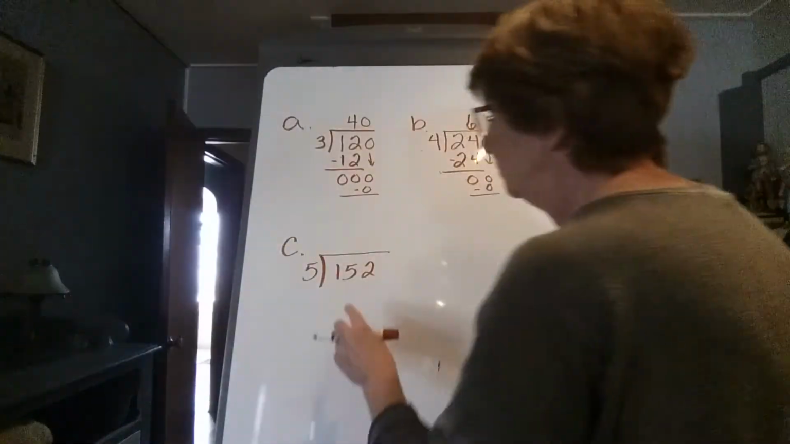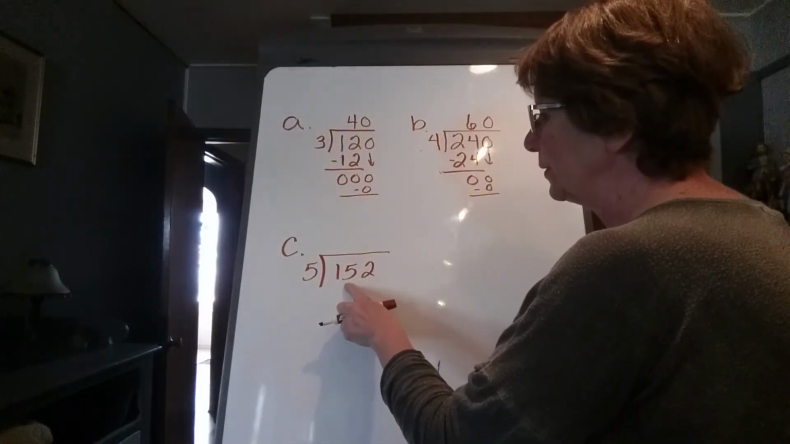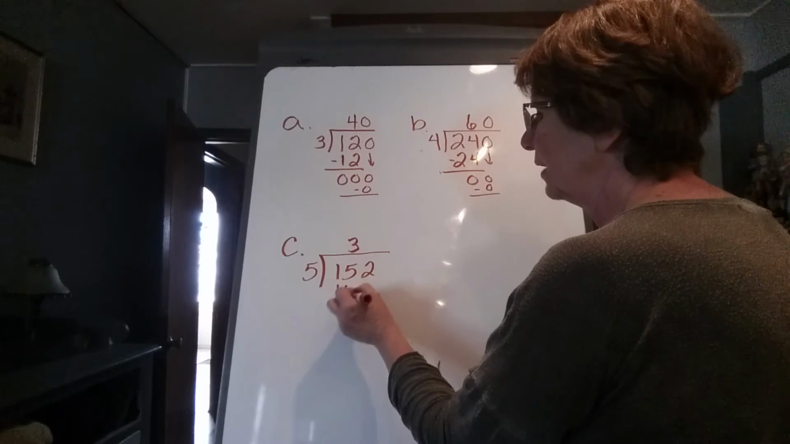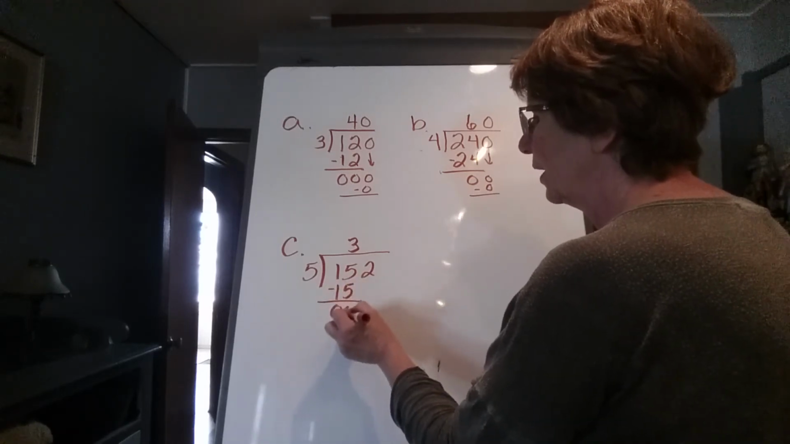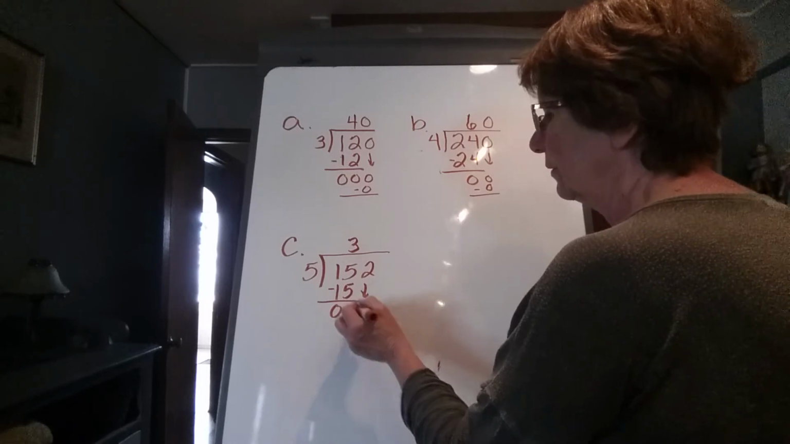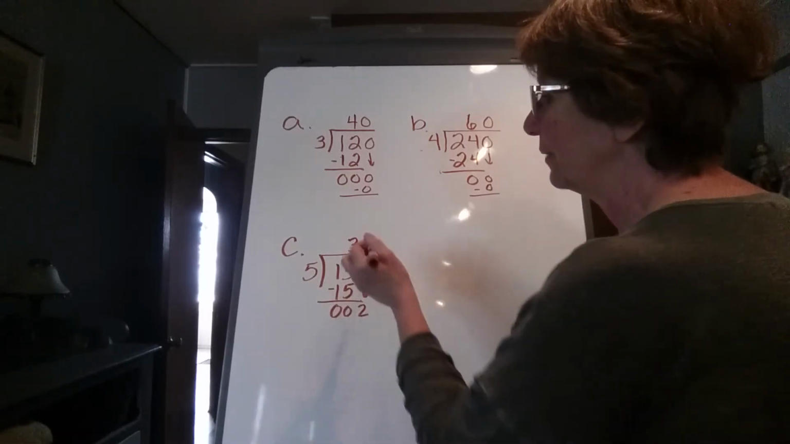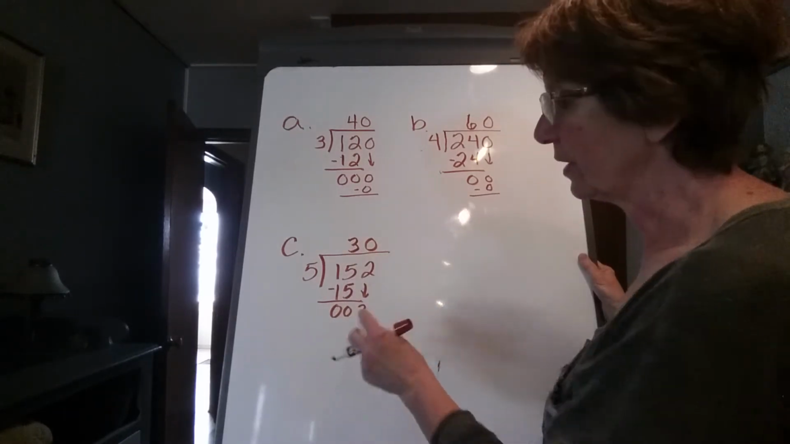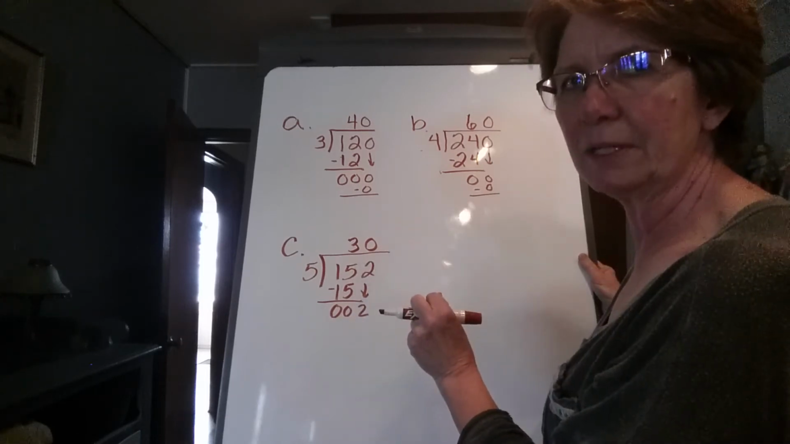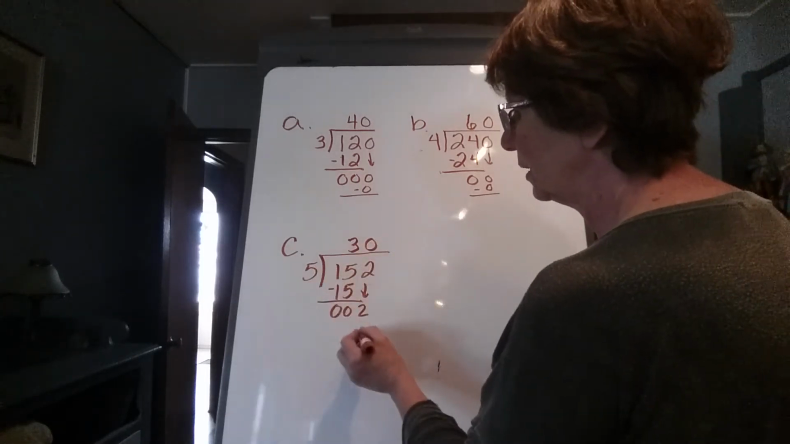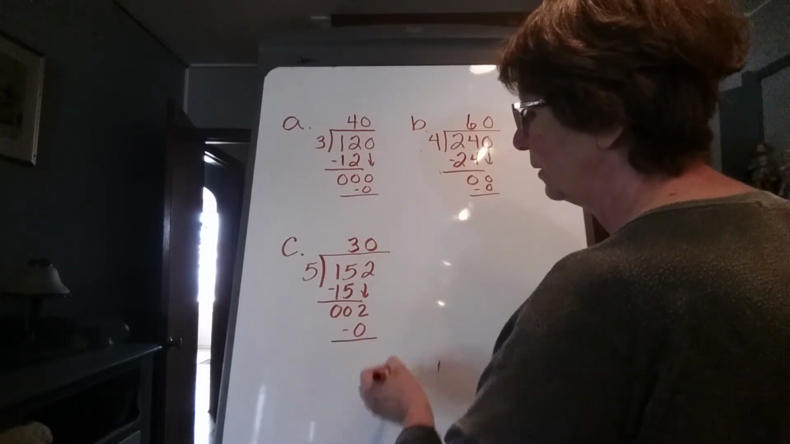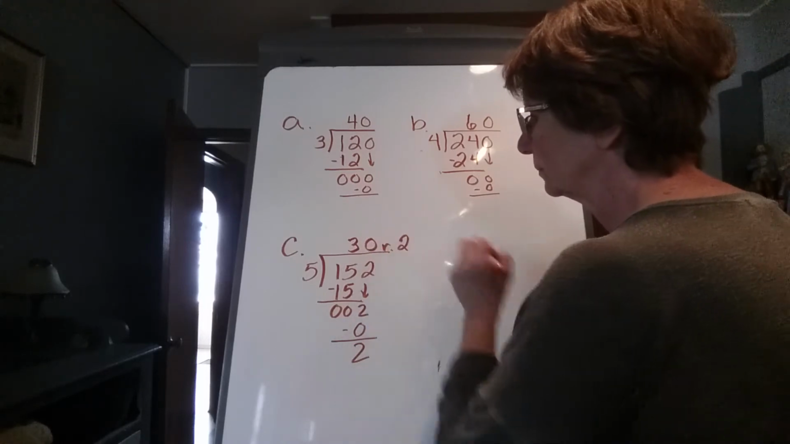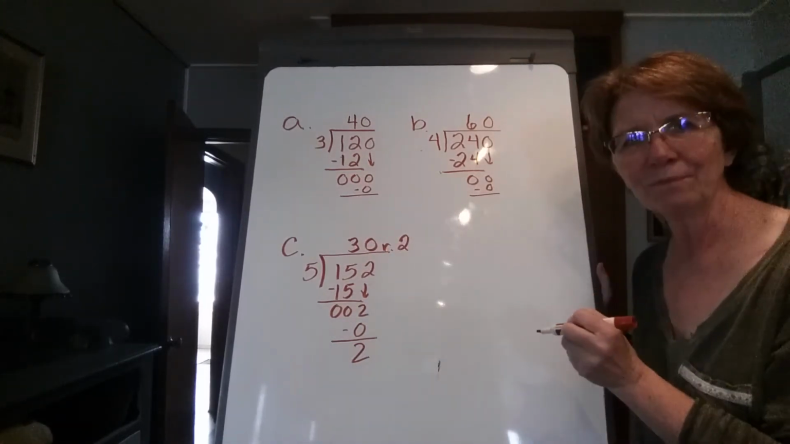Okay. 5 goes into 15 because it won't go into 1 3 times. 3 times 5 is 15. Subtract, bring down your 2. 5 will not go into 2, so you have to put a 0 up here. Okay? You've got to hold that place. It's got to be a 0 if it can't be anything else. 0 times 5 is 0. Now we subtract, and now we have a remainder. How'd you do? Do okay?